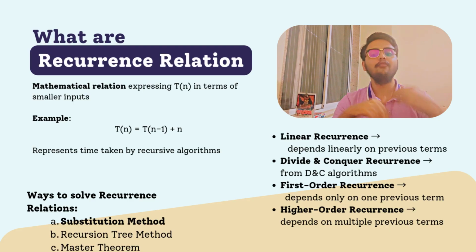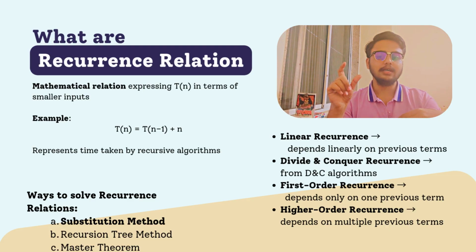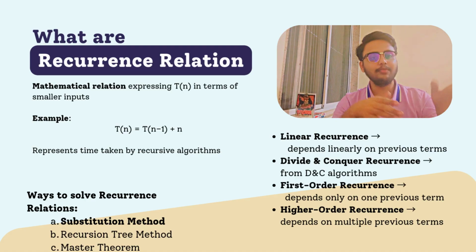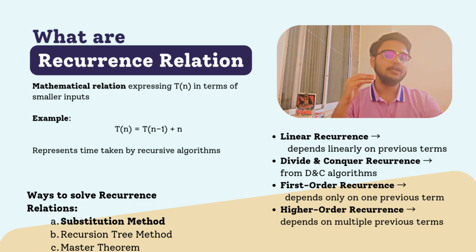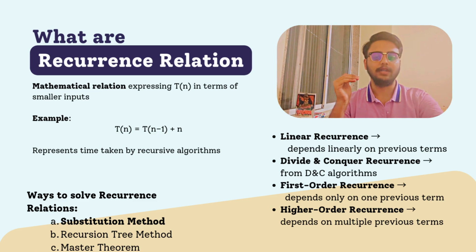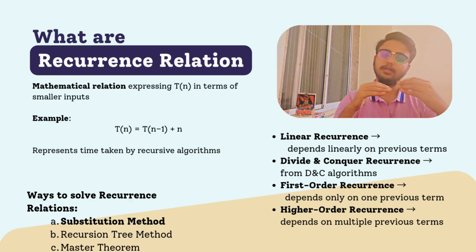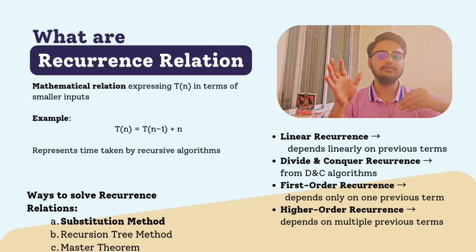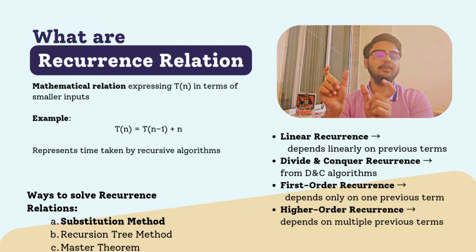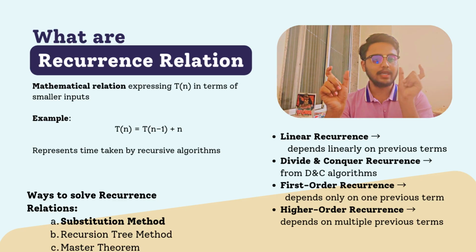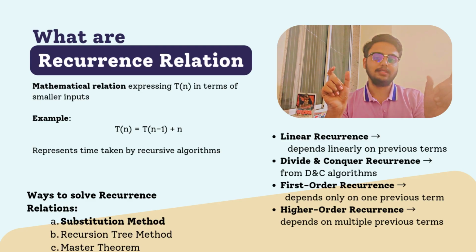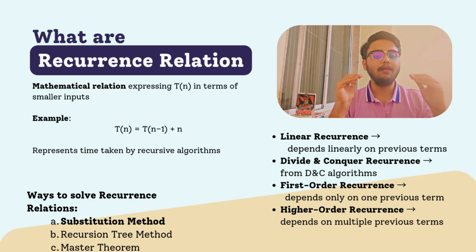Okay, then moving on, there are first order recurrences which depend only on immediately previous term. So example of this can be understood as T of n equals 2 times T of n minus 1. Then the last but not the least are higher order recurrences which depend on multiple previous terms like T of n equals 2 times T of n minus 1 square plus k times T of n minus 2 plus T of n minus 3. Now the big question is, how do we actually solve this to find out the time complexity?